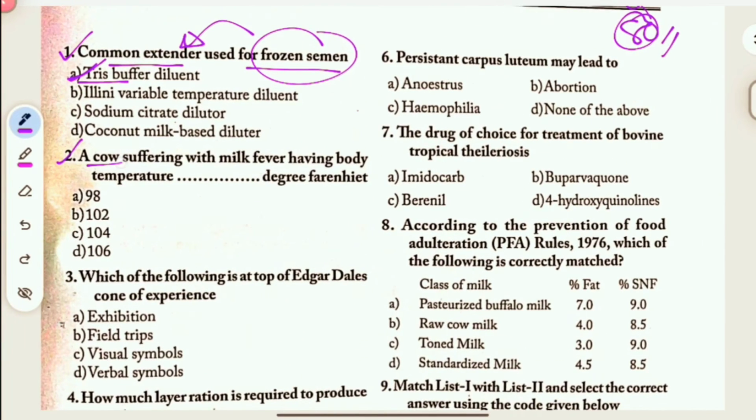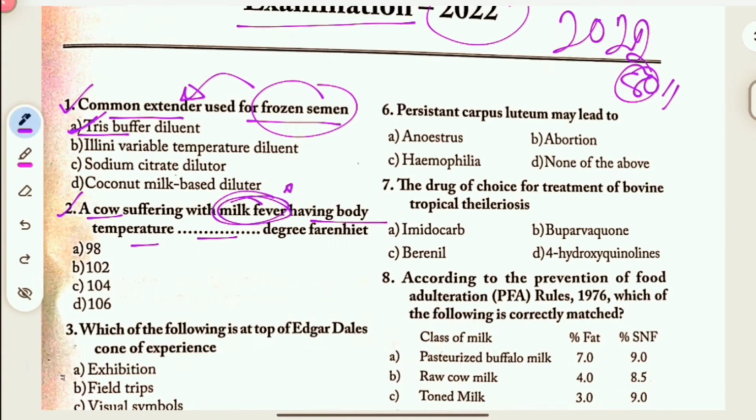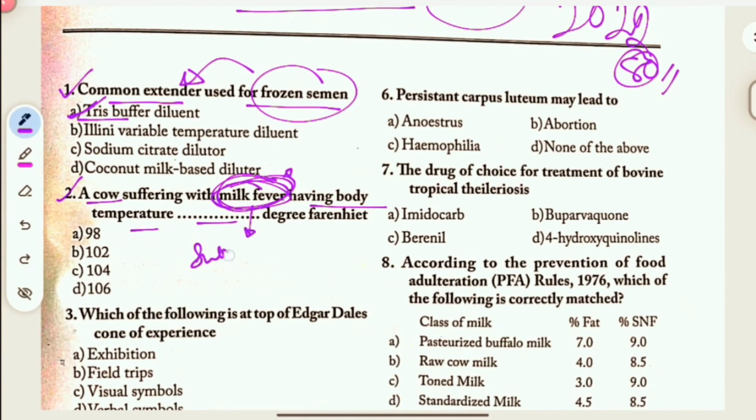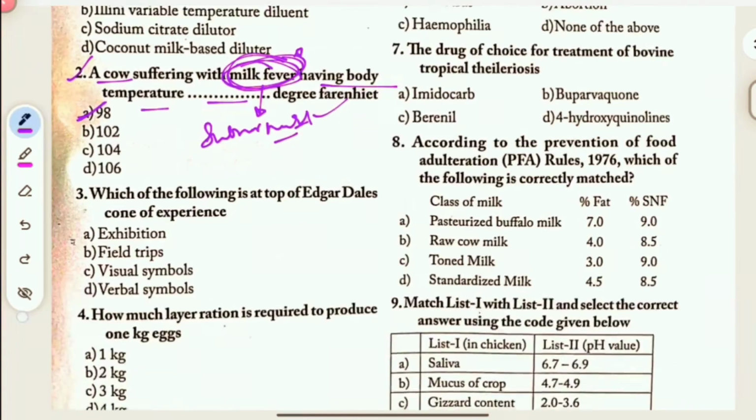And in the next, a cow suffering with milk fever having a body temperature. This milk fever is a misnomer. In milk fever disease, there is no fever at all. Actually, in the second stage of milk fever, a subnormal temperature is noticed. So the answer is 98 degrees Fahrenheit.